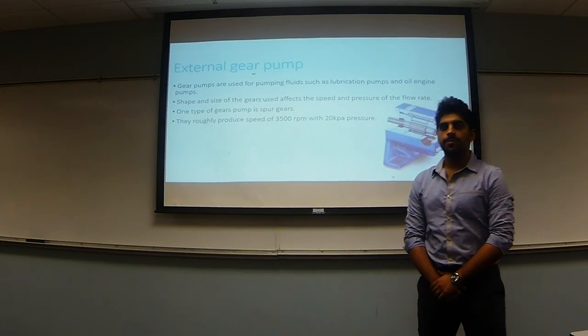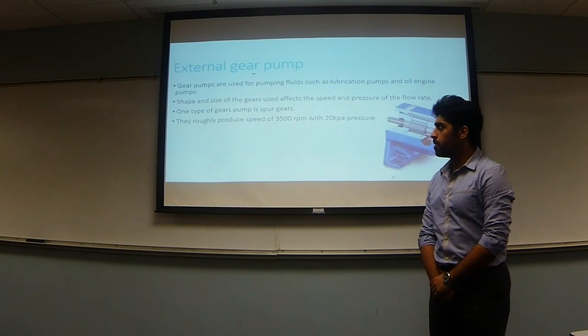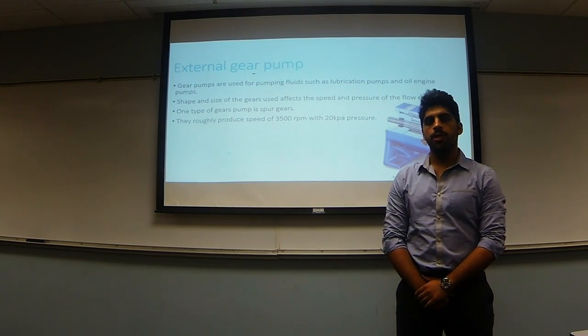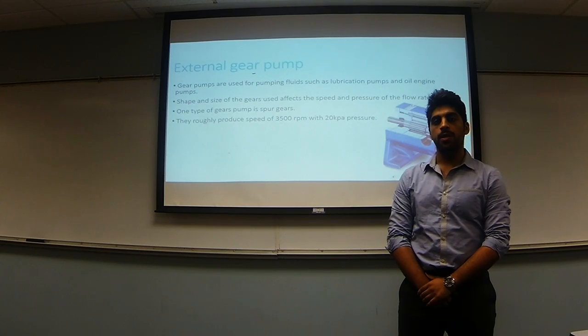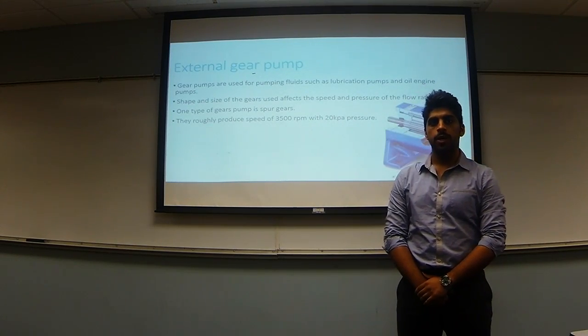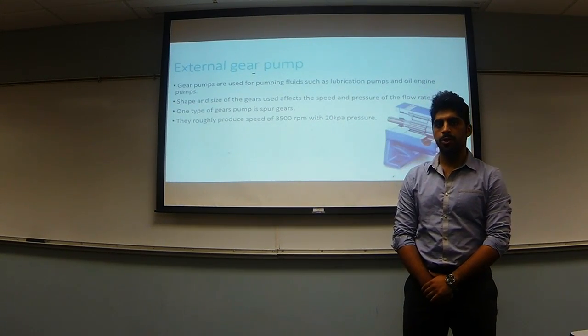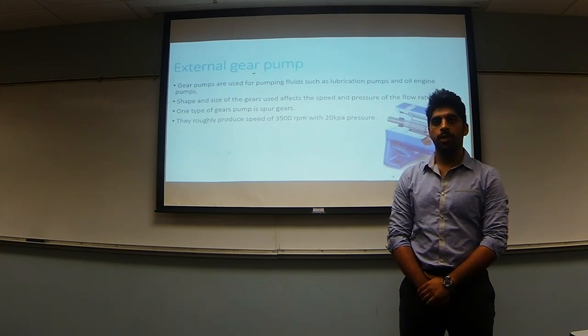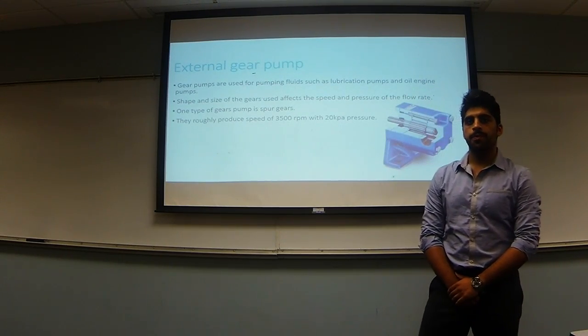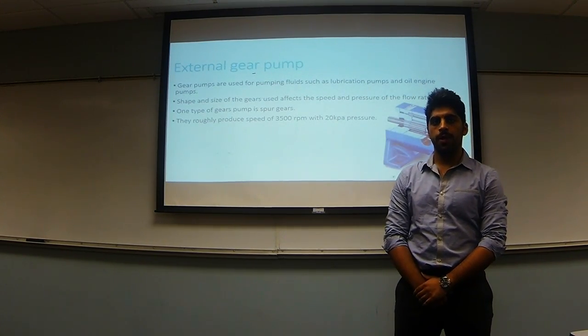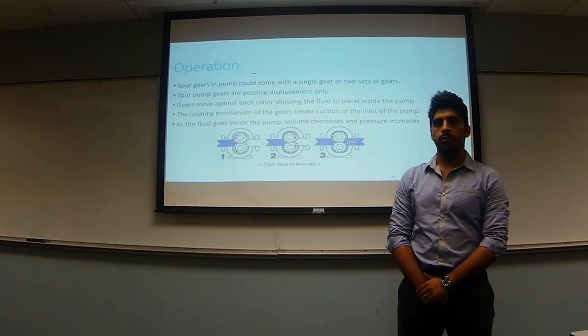My name is Abdullah. I'm going to be talking about external gear pumps. Gear pumps are commonly used for pumping fluids such as in lubrication pumps and engine oil pumps. Shapes and sizes of the gears used in pumps affect the speed and pressure of the flow rate. One type of gears used in pumps is spur gears. They roughly operate at a speed of 3,500 RPM with a 20 kilopascal pressure of flow rate.